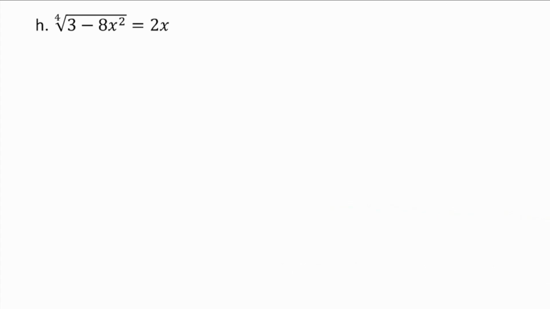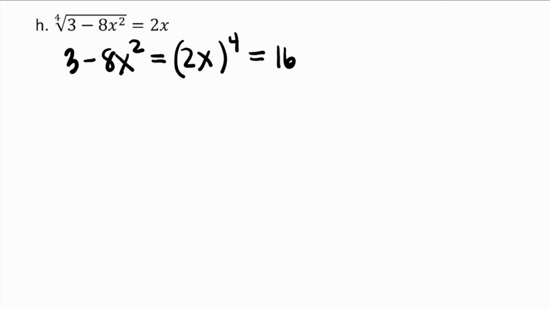This one looks a little more exciting. Okay, I'm going to have to take both sides to the 4th power. So I'll have 3 minus 8x squared equals 2x taken to the 4th. And that's going to be 2 to the 4 times x to the 4. If I want to solve this equation, I'm going to need to set it equal to 0. And this looks like a lot, but I'm hoping this is factorable. Okay, because I've got that 4th power, 2nd power, no power pattern. We've worked with this before in this class.